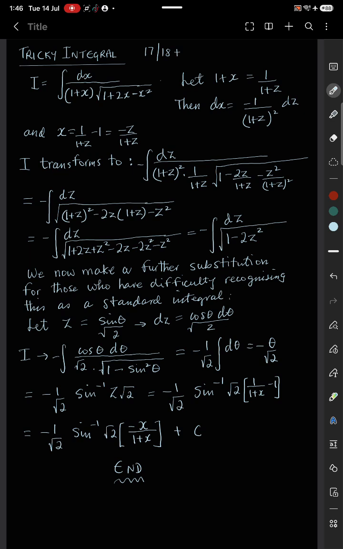And we're left with minus 1 over root 2 d theta, minus theta over square root of 2, which is then minus 1 over square root of 2 sine inverse of z root 2, plus c. And then we have to substitute for the z. So that's sine inverse root 2 of 1 over 1 plus x minus 1, which then further simplifies down to minus 1 over root 2 sine inverse root 2 bracket minus x over 1 plus x.